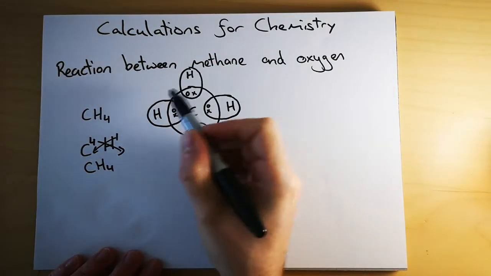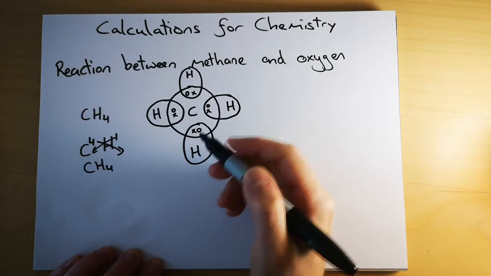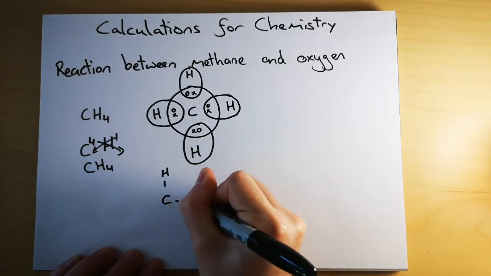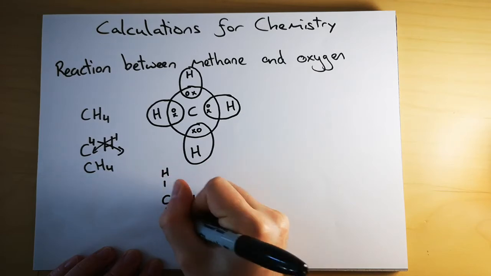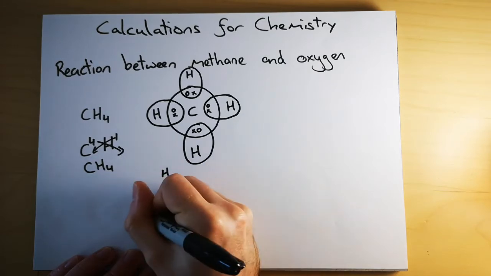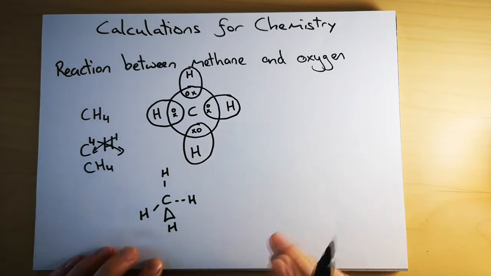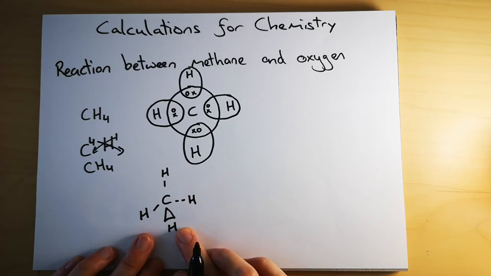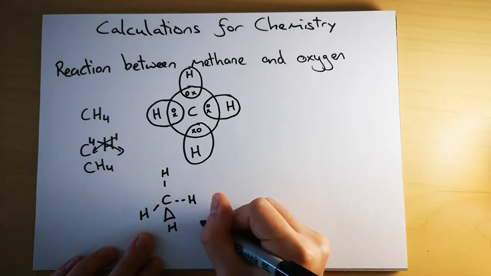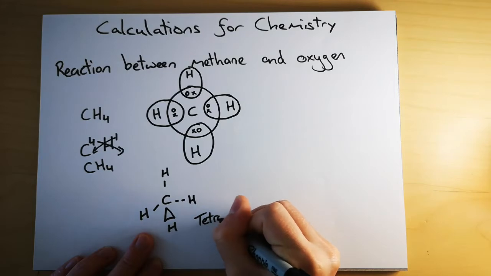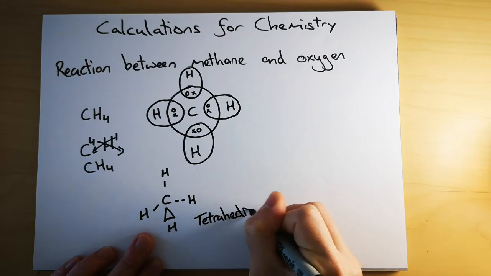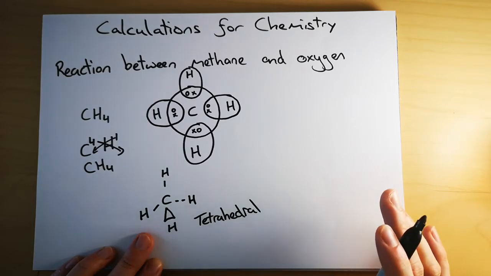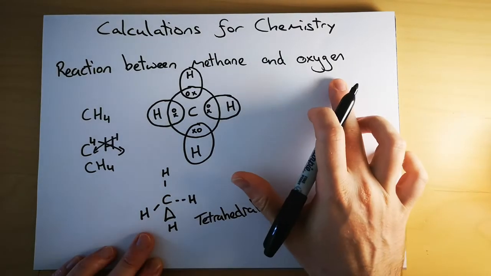And this molecule here is on a 2-dimensional plane. We could draw it in a 3-dimensional plane with our dotted line, dashed line, and our triangle. And that shape is a tetrahedral.